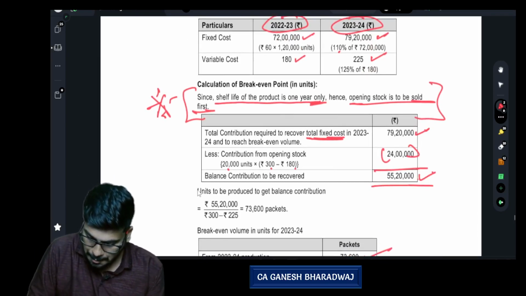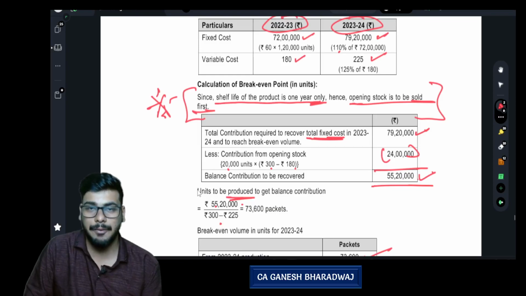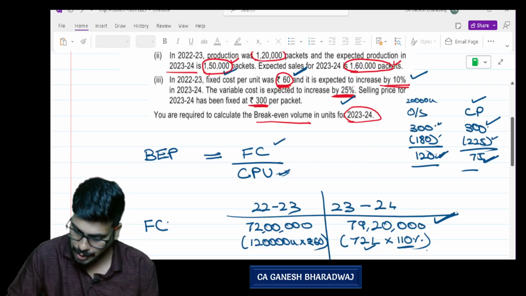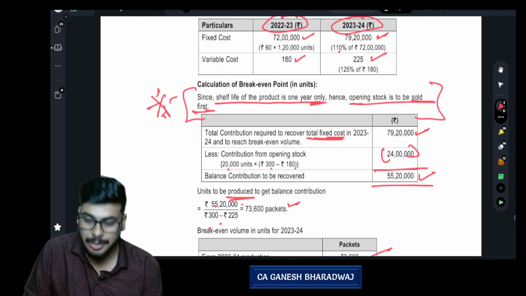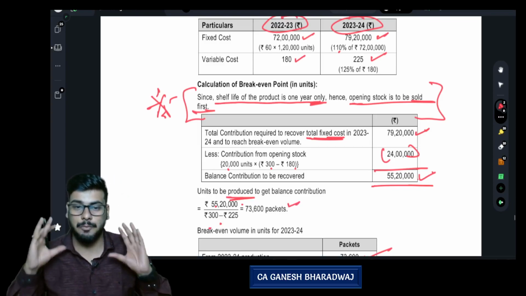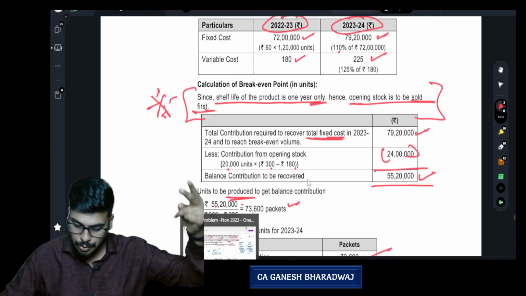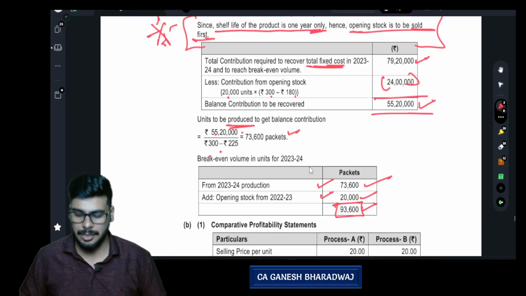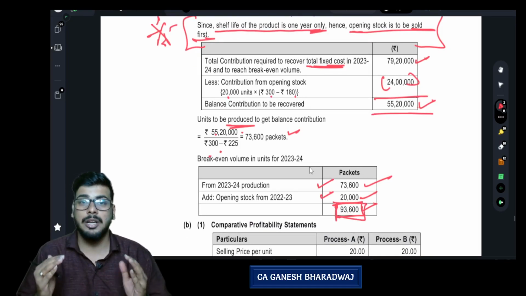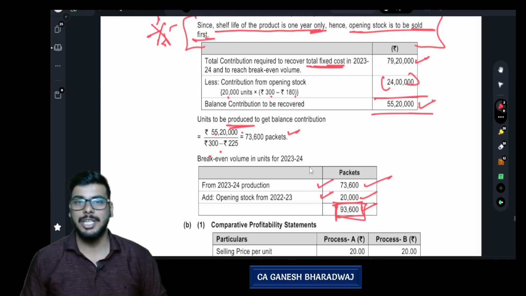So units to be produced to get the balance contribution: 55 lakh 20,000 divided by 75. How did we get the 75? 300 minus 225 is 75. Right? So in the current year, you need to produce 73,600 to break even. Which means total break-even sales is going to be 20,000 units of opening stock, and in the current year you need to produce 73,600. Overall, in the current period, only if you sell 93,600 units, you will be able to achieve the break-even point.